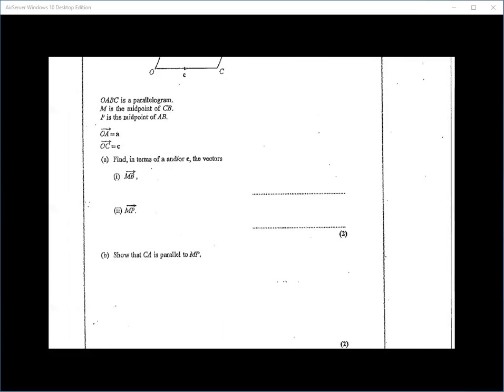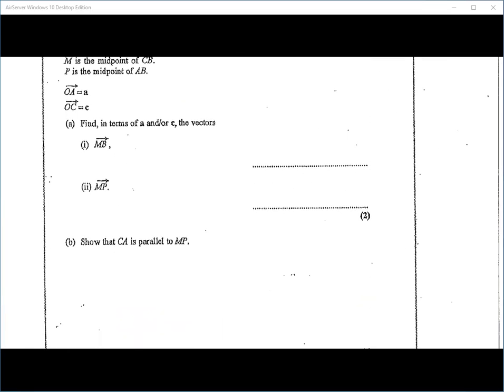Okay. Now we got it. Now the next one here has got a different type of proof in it. Let's look at the proof first. What's it say here? Show that CA is parallel to MP.